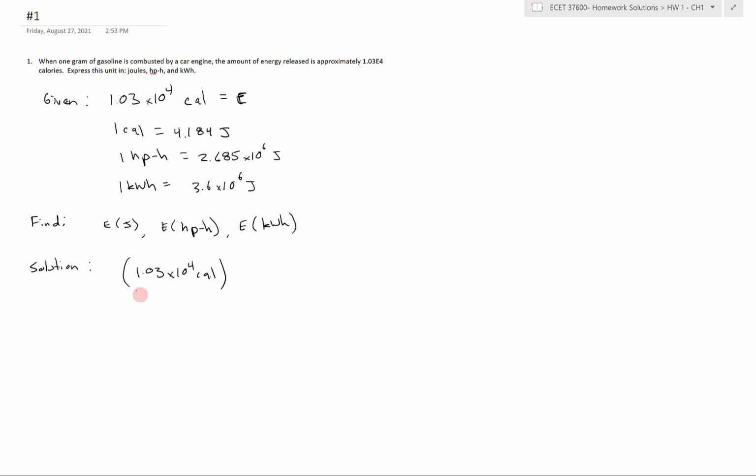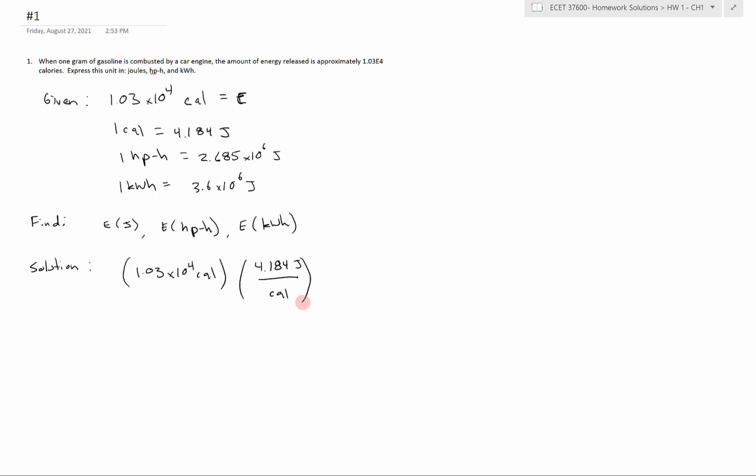And then what we need to do is use these conversion factors as fractions to do the conversion. You could say 1 calorie per 4.184 joules, or alternatively you could say 4.184 joules per calorie. It doesn't matter which way you write that numerically, but to do the cancellation we need the calorie in the denominator of these fractions. So I'm going to write 4.184 joules per calorie, right?